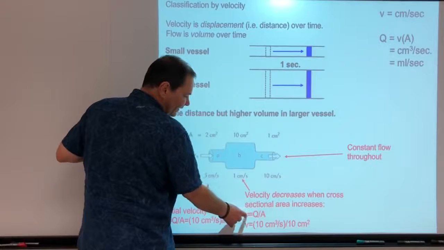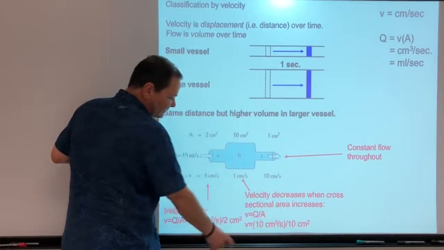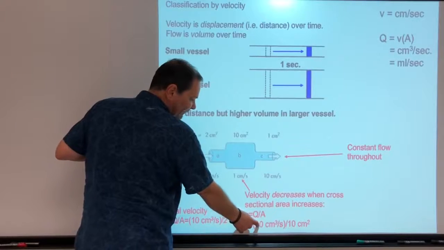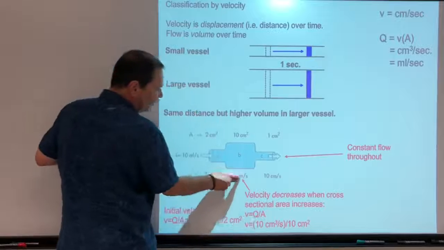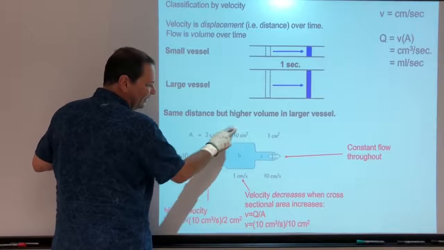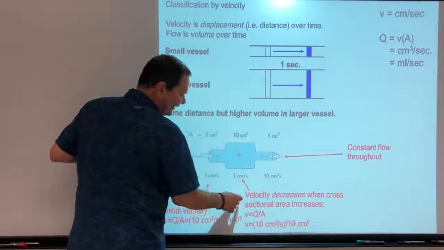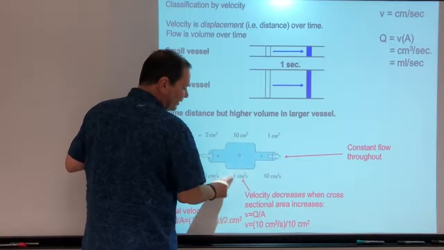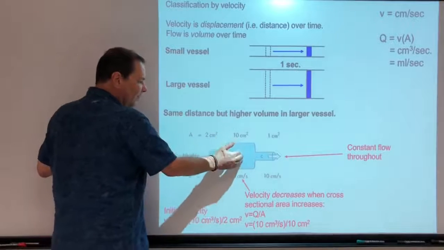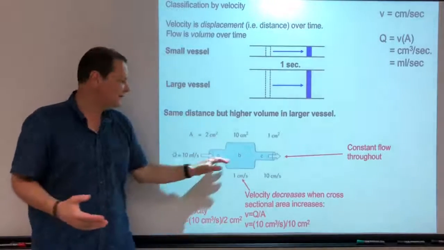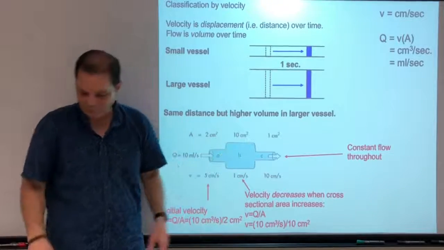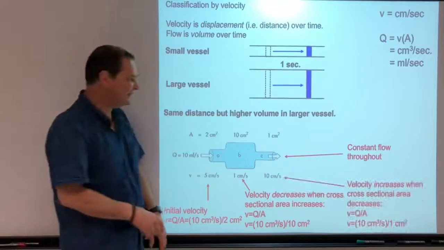Velocity is equal to flow divided by cross-sectional area. Flow is the same, 10 mils per second, 10 cubic centimeters per second, but now the cross-sectional area is 10 centimeters squared, and that gives me a velocity of flow of 1 centimeter per second. The velocity is lower here than here, despite the fact that the flow through each of these sections is exactly the same.